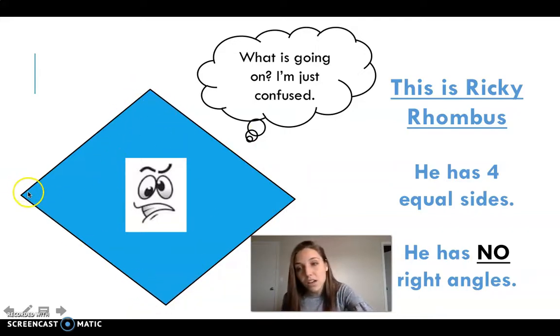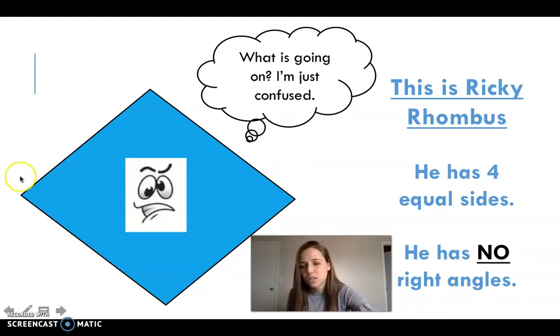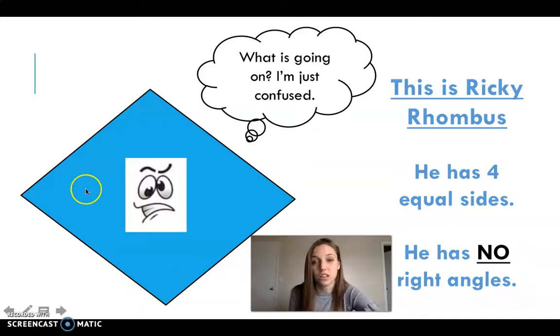If you look at his angles, this one right here along with this one, they're too small. Okay? This is a perfect L. Those angles, it looks like they kind of fell over a little bit. They're too little. They're not perfect L's. And this top one and this bottom one, they're a little too big to be right angles. So they're too wide. So those are not right angles either because they're not that perfect L. So Ricky Rhombus, he has those four equal sides, but he has no right angles. Okay?